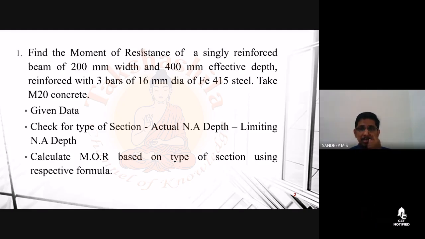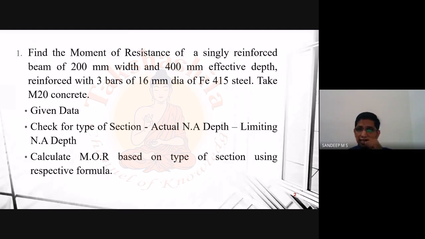Now to start with, as we explained earlier, the first step is to find out what type of section this is, whether it is an under reinforced section, an over reinforced section or a balanced section. For that we have to calculate the actual neutral axis depth, that is the value of XU by D. Then you have to get the value of x limit by d, that is the limiting neutral axis depth, which can be taken from a table given in IS 456 page number 70.